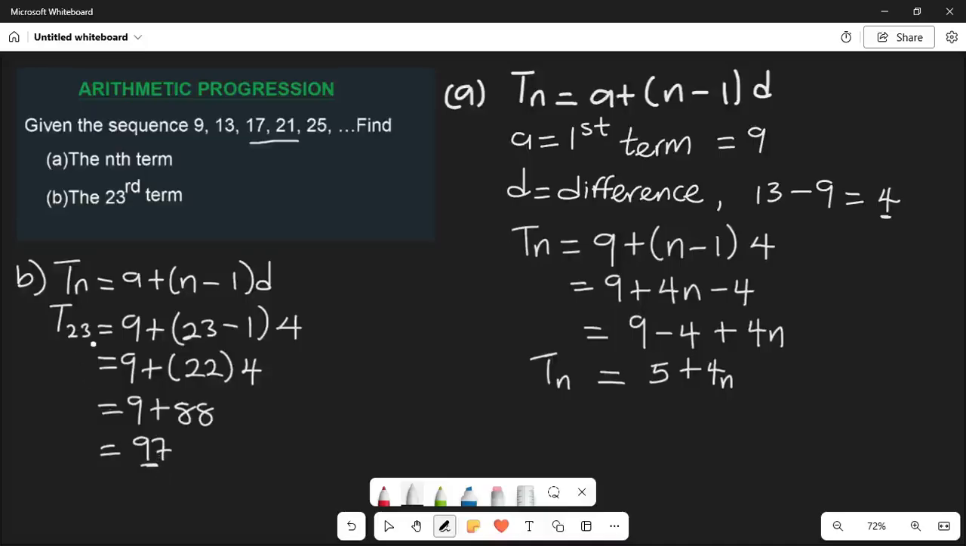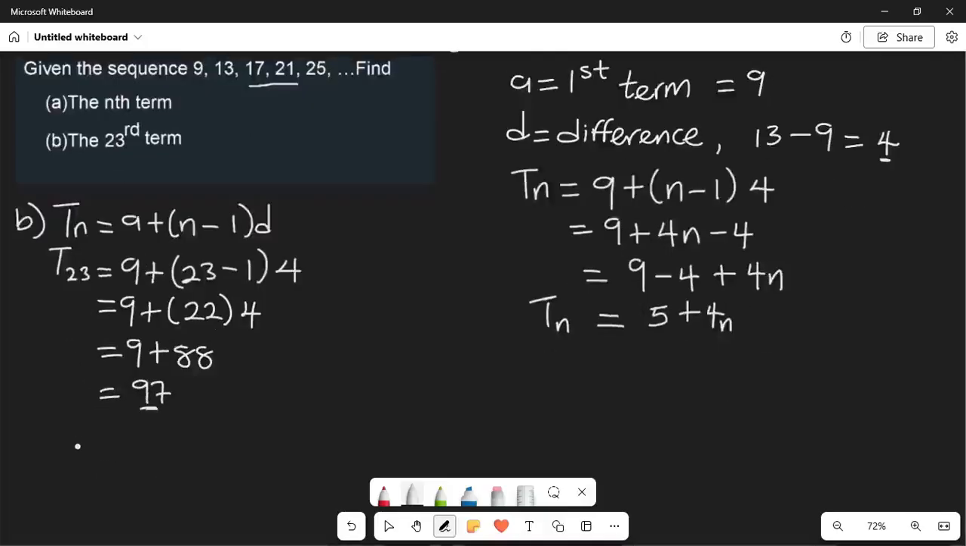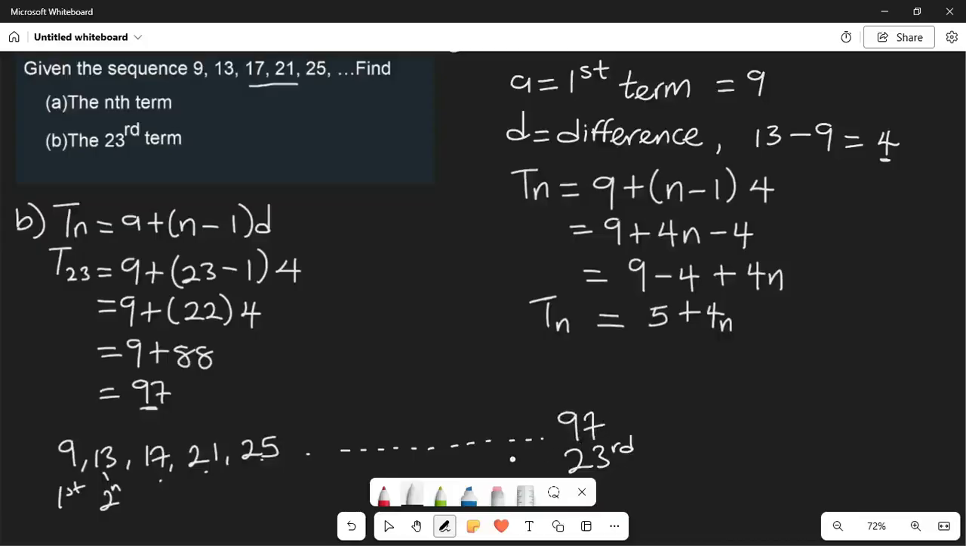Let me quickly explain what is meant by the 23rd term. This is the sequence. Remember, this is the first, this is the second, third, fourth, fifth. So if you are looking for the 23rd number, that's just what we mean by the 23rd term. The 23rd number is what will give us 97, and that is one of the applications of arithmetic progression.